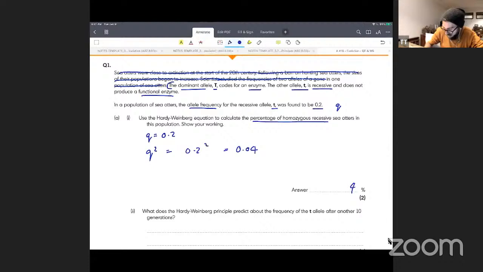That's a simple one. I told you, I threw you in at the deep end. How do we know? So this is just the allele T. That's how we know it was Q. So if you're having trouble isolating what's what, because this is T and we want to find, T is equivalent to Q, homozygous recessive is Q squared. Probably one mark for the calculation, maybe one for giving it as a percentage.